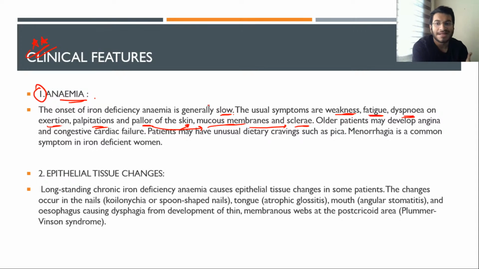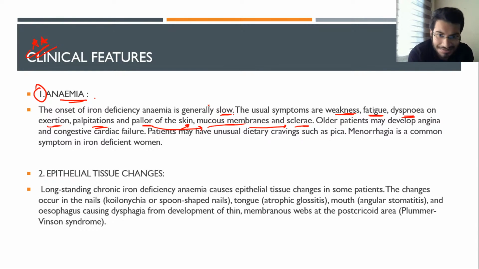Then older patients may develop angina and congestive heart failure because iron deficiency anemia will increase the cardiac load as your heart needs to maintain the oxygen demand, and if your oxygen demand is high, then your heart will beat faster. And in elder patients there are generally predispositions like coronary artery disease, congestive heart failure and all of that. So older patients might develop angina and MI and congestive heart failure.